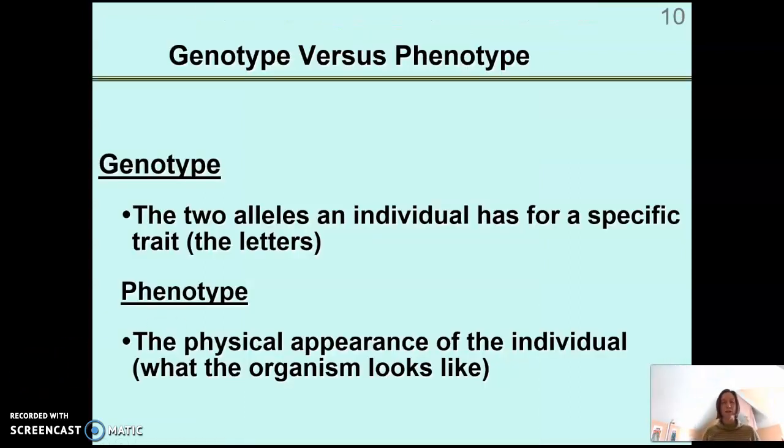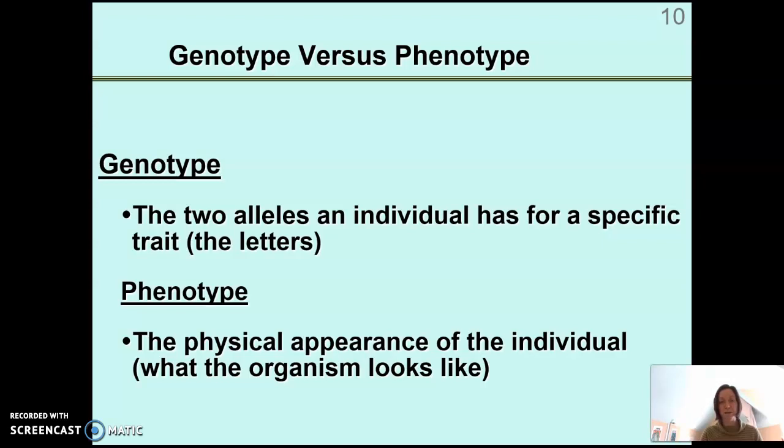So I used the terms genotype and phenotype in that last slide. The genotype is the letters representing the alleles for a specific trait, and the phenotype is the physical appearance of the individual, what the organism looks like. Phenotype can be broader than that, though. It's not just what you look like, it's what your genes are expressing.